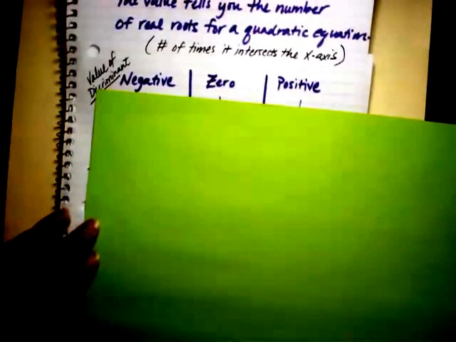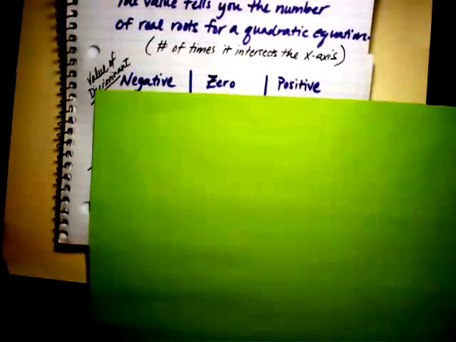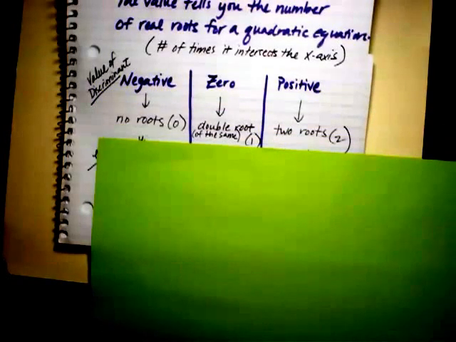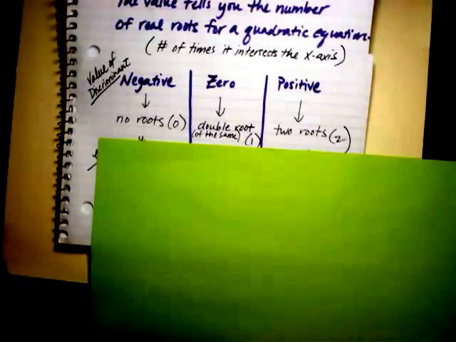Once you find the value of the discriminant, the value could either be 0, it could be a negative number, or it could be a positive number. If it is a negative number, this means that you have no roots, 0 roots. It means that it does not intersect the x-axis at all.